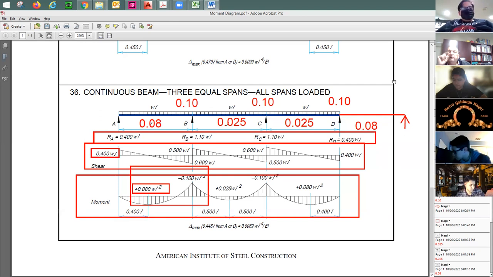Meaning you can go with number 5 at 16, or number 5 at 14, or number 5 at 12, or number 4 at 16, number 4 at 14, number 4 at 12. And when you pick the reinforcing which is going to be very close to your moment demand, it's going to give you the moment capacity, which is very close to your moment demand. Does it make sense? Or no?